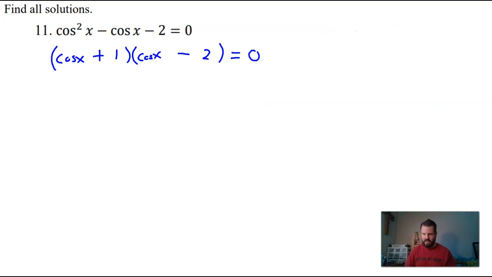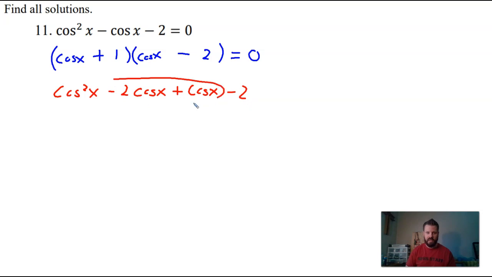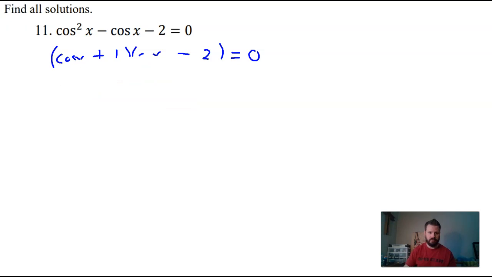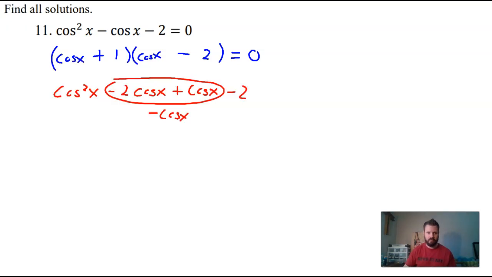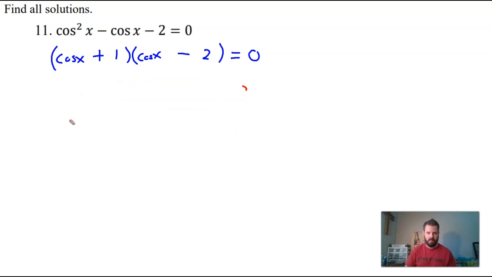Okay, a couple things with this. I suppose we can always FOIL things back out, double check. First: cosine times cosine, cosine squared x. Outer: cosine x times negative 2 gives me a negative 2 cosine x. Inner: 1 times cosine will be plus a cosine x. Last: 1 times negative 2 is just a negative 2. Okay, the negative 2 cosine plus the cosine would turn into negative cosine. So I know I have things covered. I know I factored.